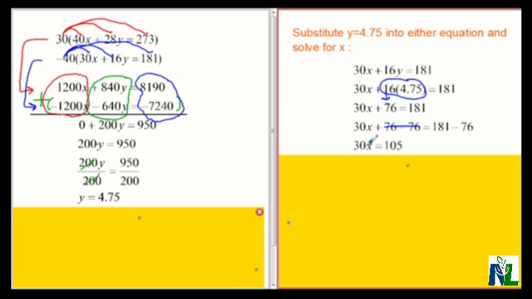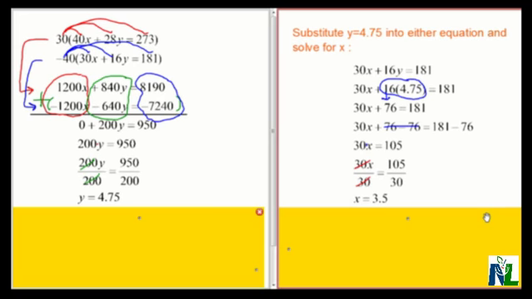30x means 30 times x. So to get the x by itself on the left-hand side, I must divide the left-hand side by 30. But if I divide the left-hand side by 30, then I must also divide the right-hand side by 30. 30 divided by 30 is 1. So I'll have 1 times x, which is just x on the left-hand side. And 105 divided by 30 is 3.5. So I get x equals 3.5.